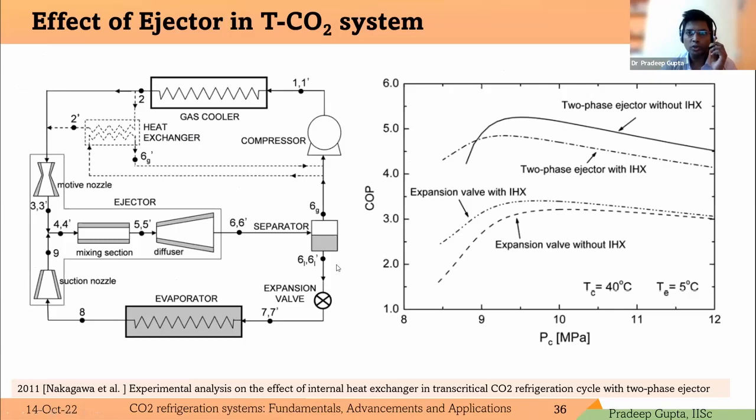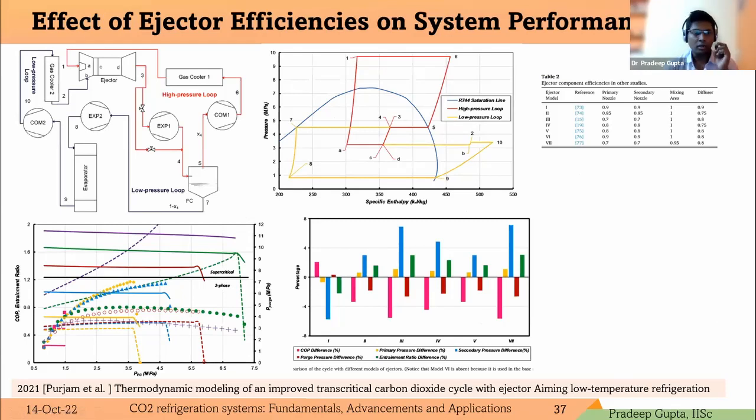This slide shows the combined effect of the ejector and heat exchanger. We can see that at lower condenser pressure, the heat exchangers are beneficial, but if we're using an ejector as well as the heat exchanger, it is not always beneficial. We can see the efficiency, or the COP, decreases at higher condenser pressure. So we need to check whether we can utilize the heat exchangers while using an ejector before commercializing these systems.